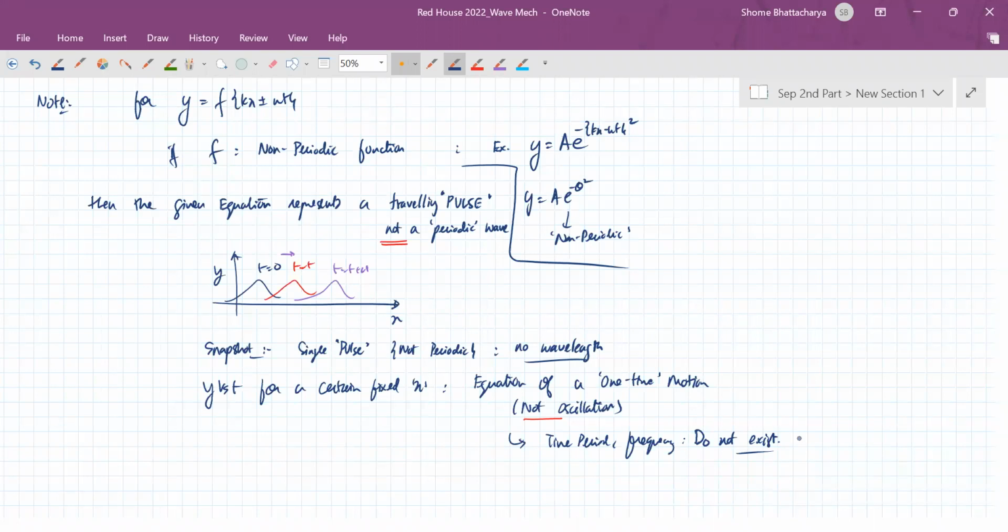So the motion of the medium particles is a one-time motion. Any particle goes up and comes down once as the pulse passes through that particular point, but it does not have a continuous up and down motion, so it's not oscillating.